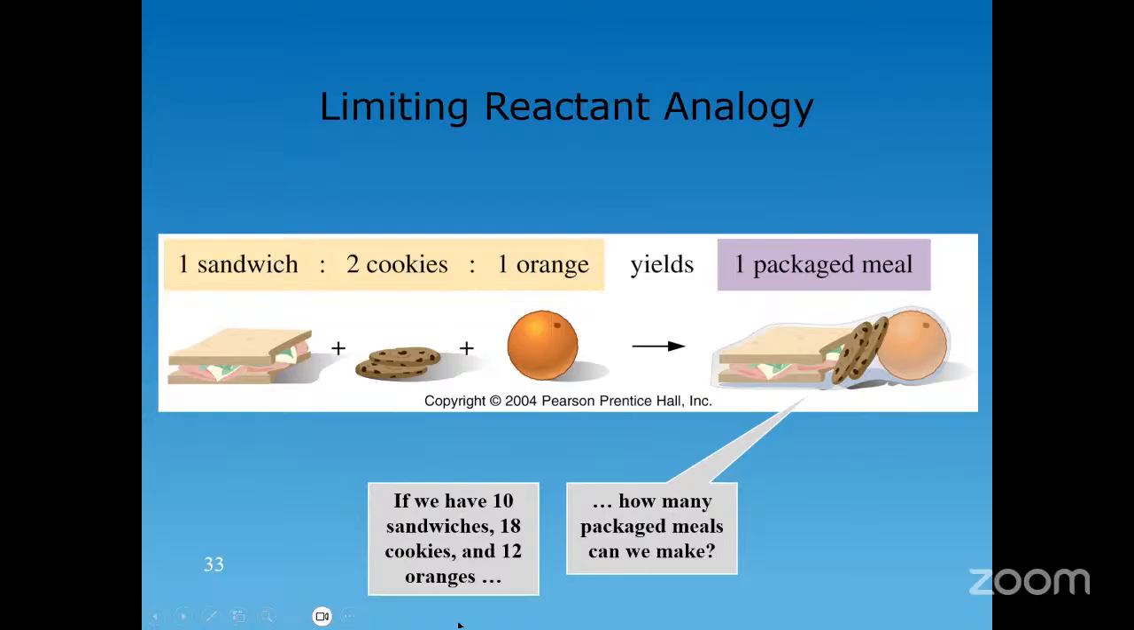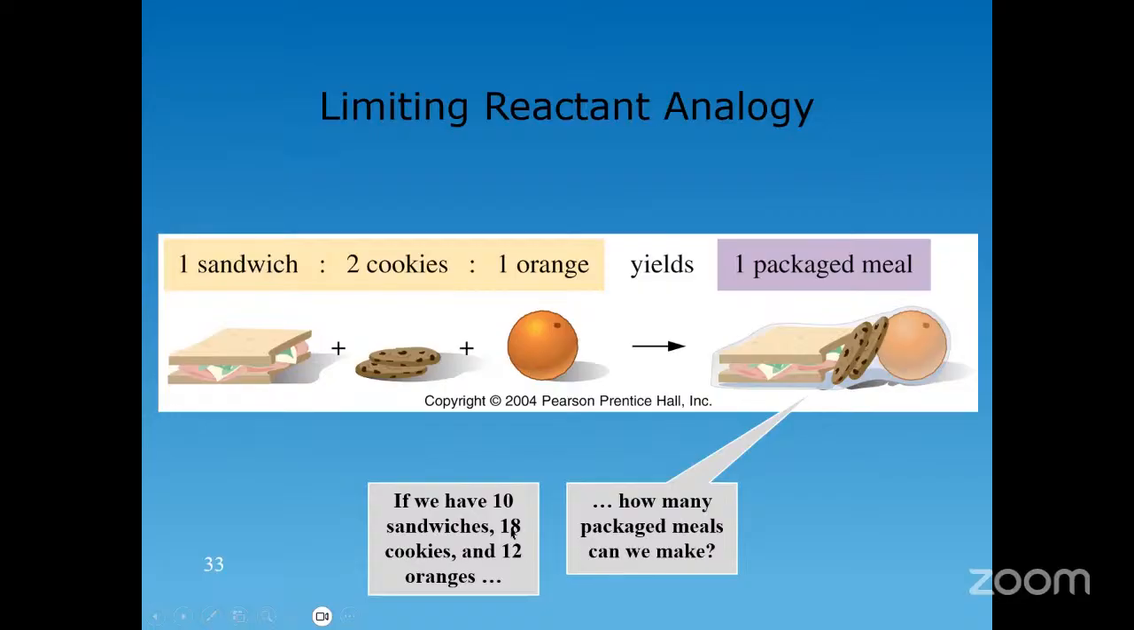Now, if you look at things from the standpoint of the oranges, a 1-to-2 ratio exists between the orange and the cookies. So for 12 oranges, you're going to need 24 cookies. Again, you don't have 24 cookies. So that won't work either in terms of using up all the oranges.